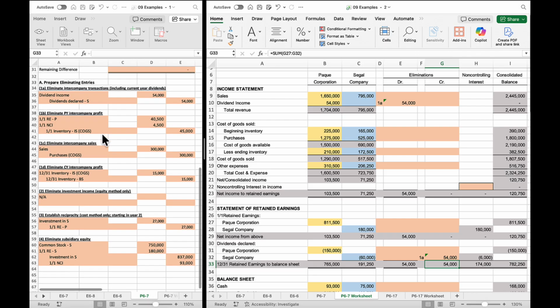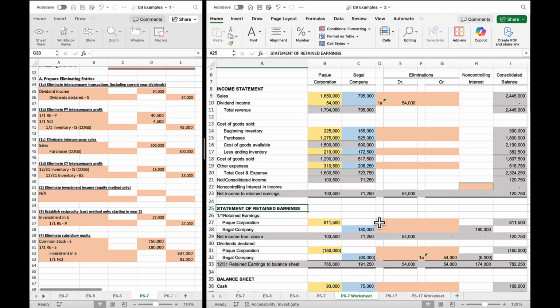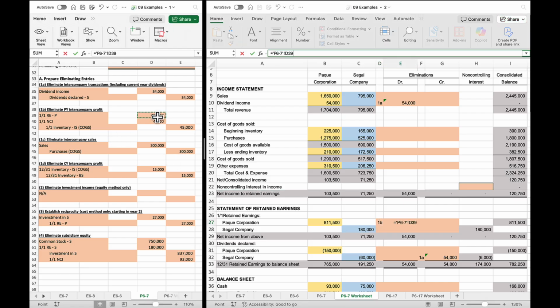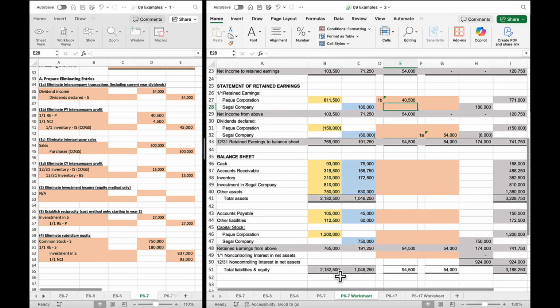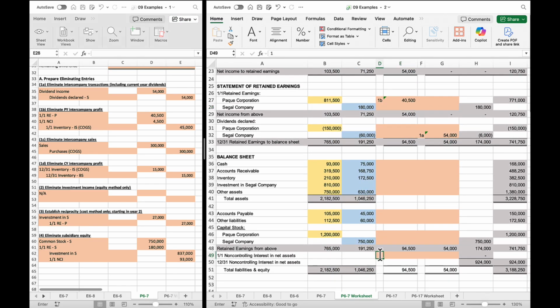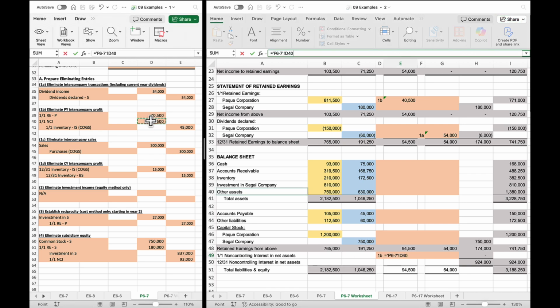When we get to our next entry, we're going to start with a debit to 1-1 retained earnings of the parent on line 27. And we're going to debit for $40,500. Then we need to go down to non-controlling interest. And we're going to debit non-controlling interest for $4,500.